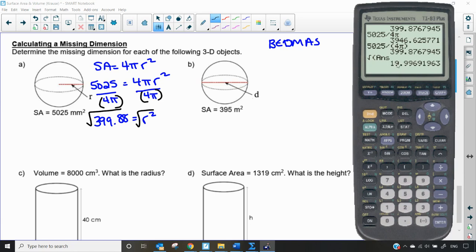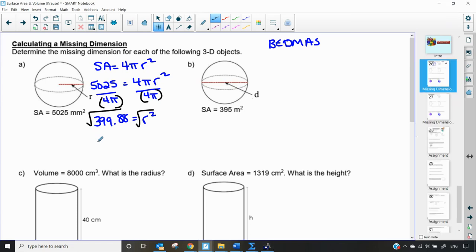Now, typically, unless I'm told to round otherwise, I'm going to round to the nearest tenth. And so I have 19.9969. The 9 will round up the 9, which will round up the next 9. So this is actually 20.0. And our measurement is meters squared for surface area, millimeters squared, meaning it's millimeters for length. So r is 20.0 millimeters.